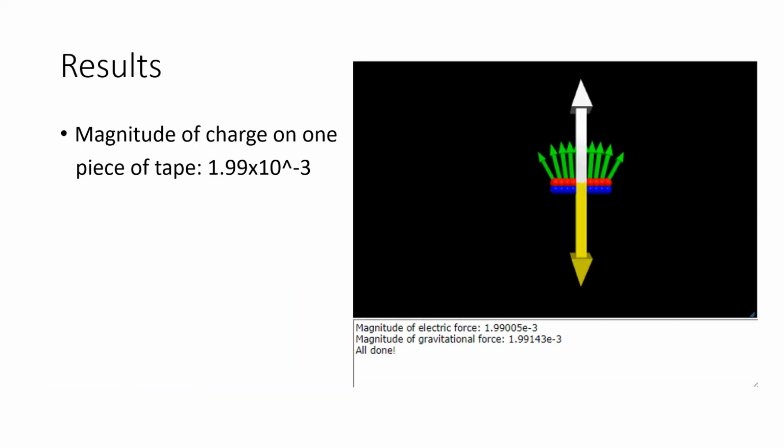For the results of this model, the magnitude of the force on one piece of tape is 1.99 times 10⁻³ newtons, which is the magnitude of the total electric force and the gravitational force, because they're equal and opposite. For the electric force, the green arrows are the superposed vectors. They all make up the net electric force, but those are the individual parts of it.